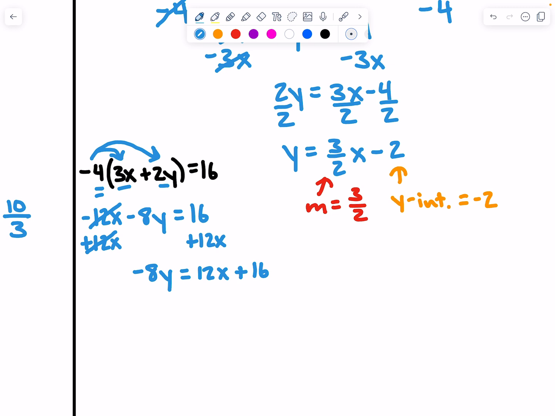And then we just need to divide by the number in front of y, which is -8. So let's divide everything by -8. Then -8 divided by -8 is just 1. And we have y equals, and then 12 divided by -8, they both divide by 4. So 12 divided by 4 would give me 3x. And then -8 divided by 4 would give me -2.